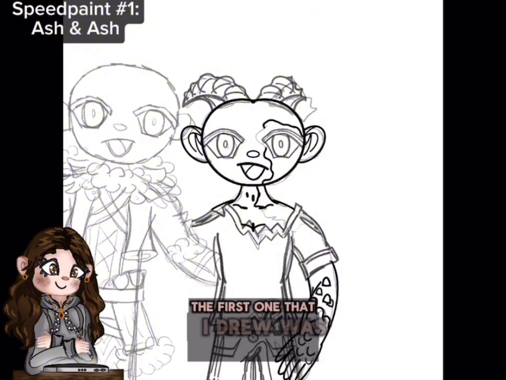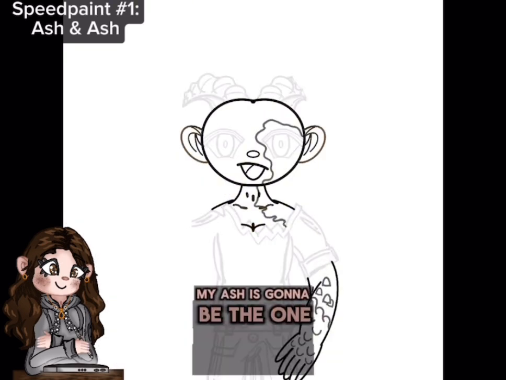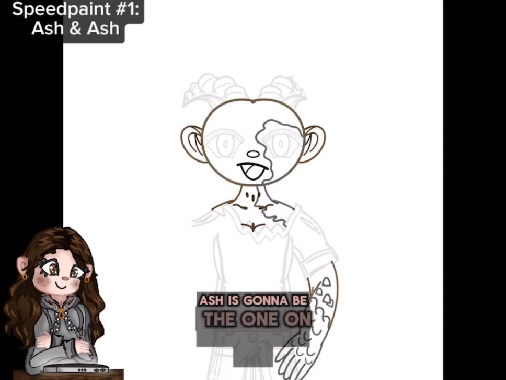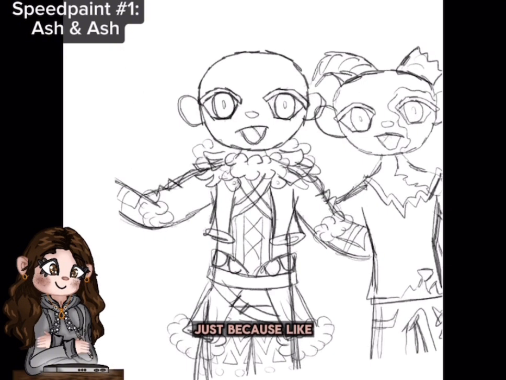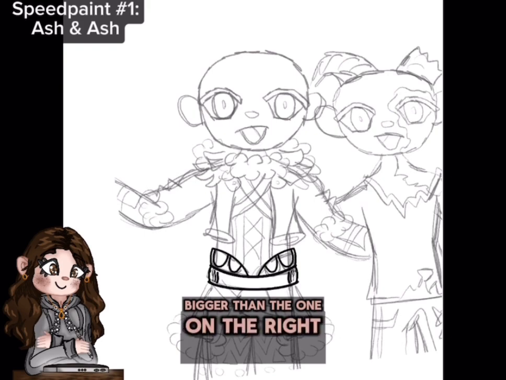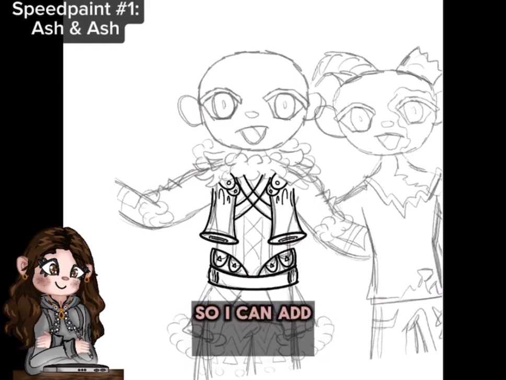The first one that I drew was Ash and Ash. So in both of these pictures, my Ash is going to be the one on the left hand side and Ray's Ash is going to be the one on the right hand side, just because the one on the left is a little bit bigger than the one on the right, and of course I know how my OC looks, so I can add more details onto them.